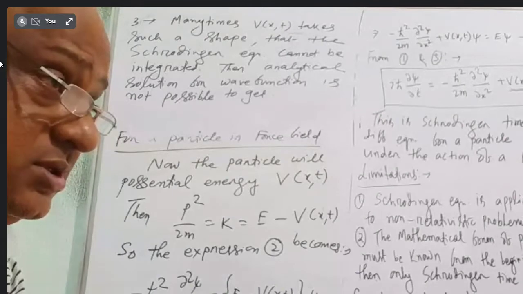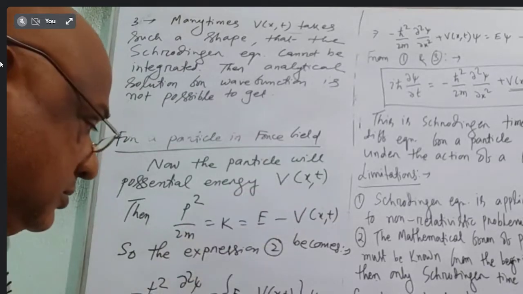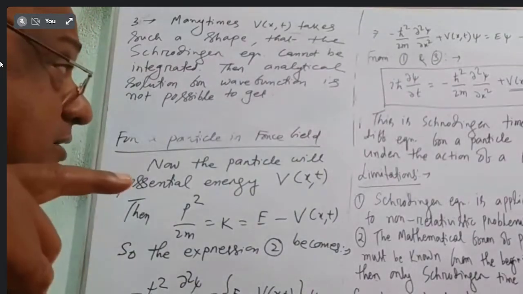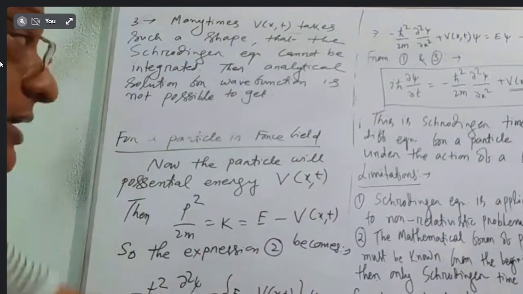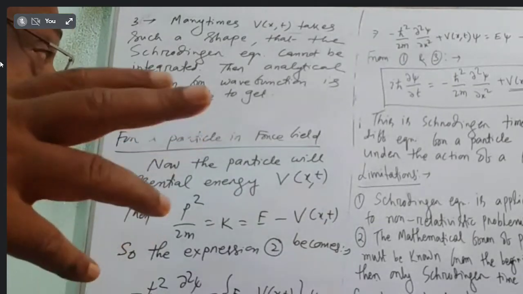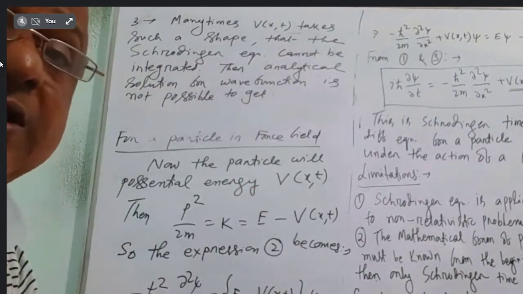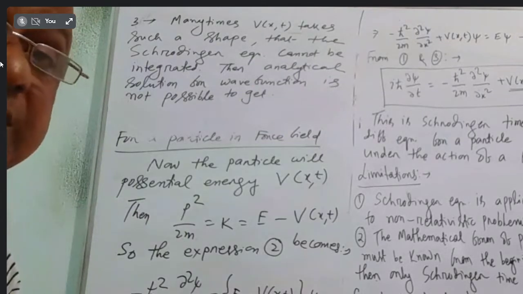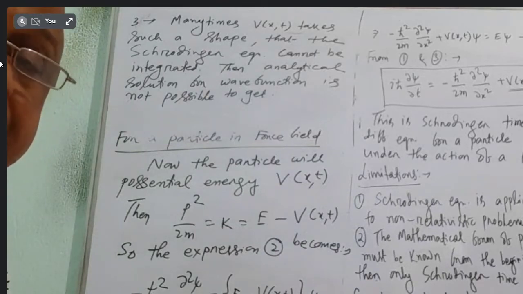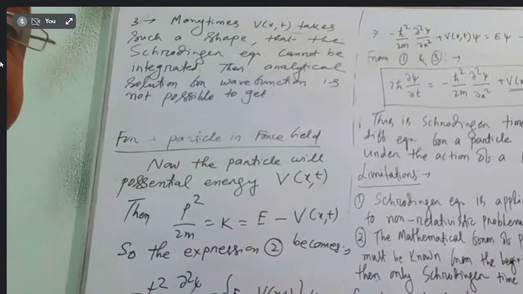But that happens only when the coefficients are not functions of both the independent variables. Now, if the potential energy is not dependent on time, in that case, you can mark all these coefficients. They are not functions of both x and t. Either the coefficients are functions of x or they are constants. So in that case, you can use the separation of variable method to reduce the mathematical complexity of the problem.